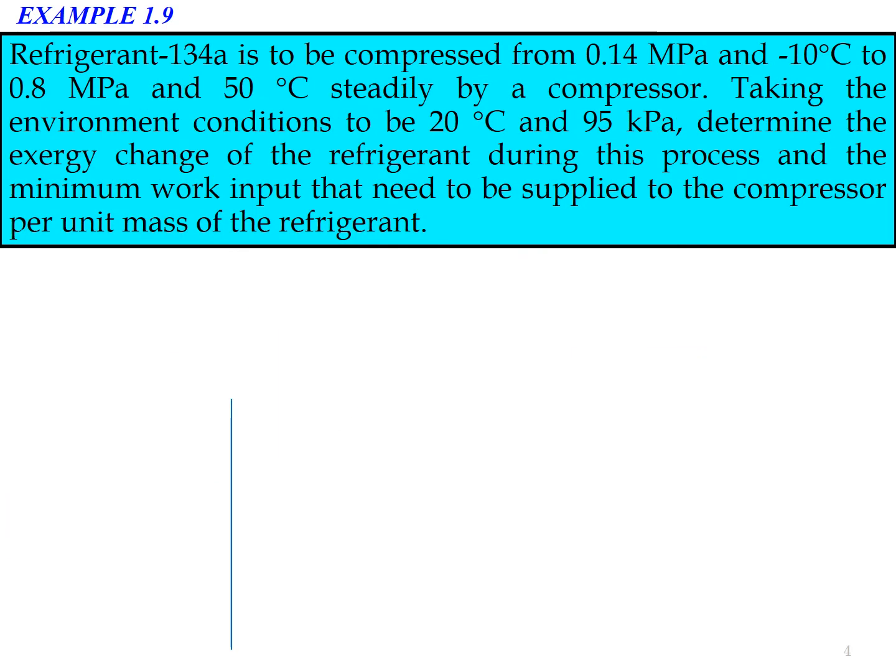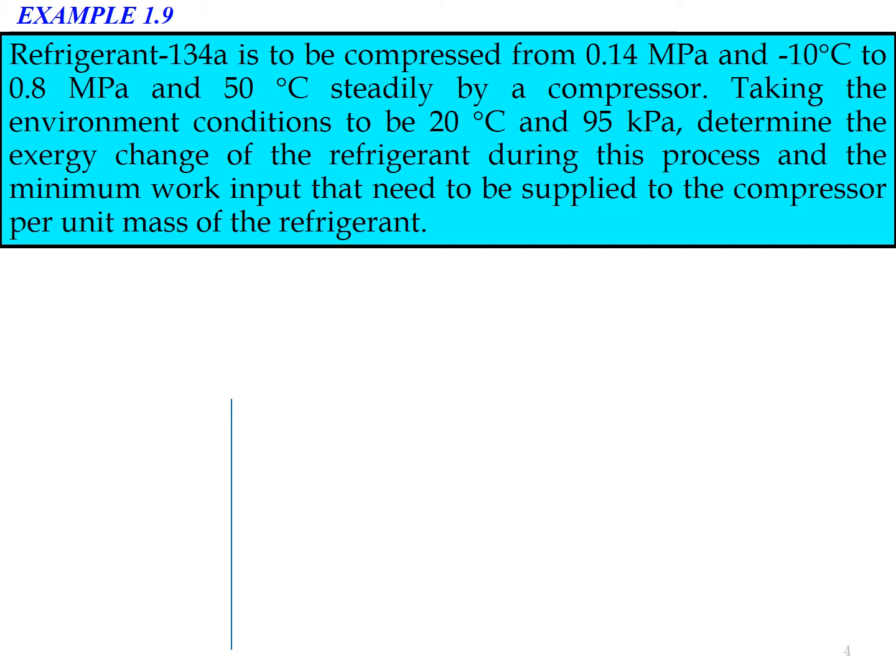Okay, example 1.9. Refrigerant 134A is to be compressed from 0.14 megapascal and -10 degrees Celsius to 0.8 megapascal and 50 degrees Celsius steadily by a compressor. Taking the environment condition to be 20 degrees Celsius and 95 kilopascal, determine the exergy change of the refrigerant during this process and the minimum work input that needs to be supplied to the compressor per unit mass of the refrigerant.